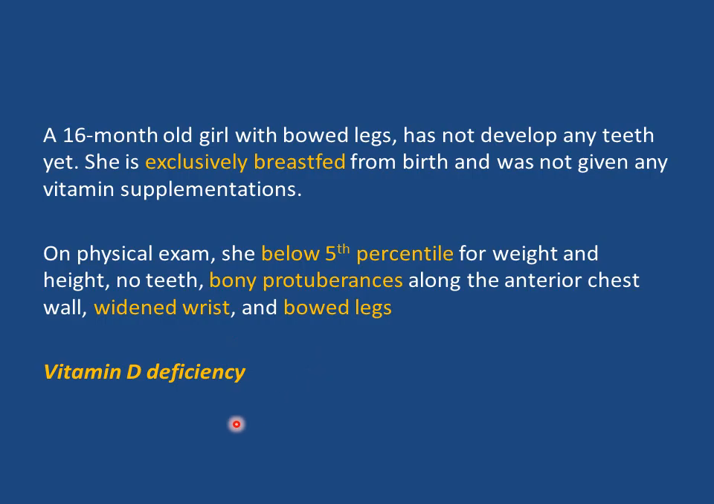This is a classic case of vitamin D deficiency. The key word in this case to look at is exclusive breastfeeding. Know that any baby fed breast milk only must receive vitamin D from birth. Also, growth failure, or height and weight below the 50th percentile, is another key word. Bony changes like bony protuberances or rachitic rosary along the anterior chest, widened wrist and bowed legs.